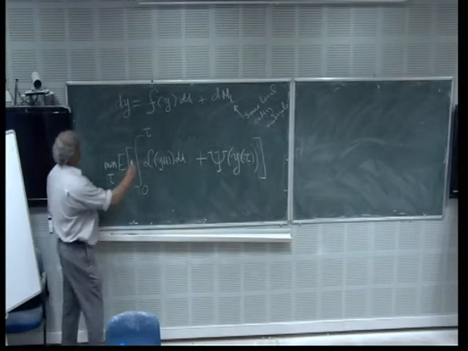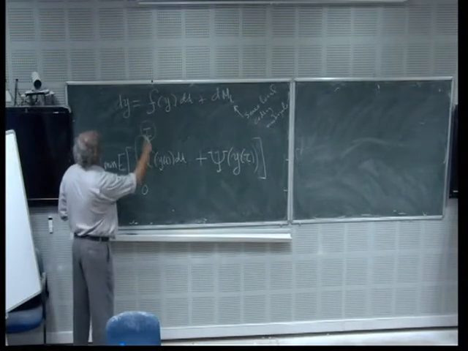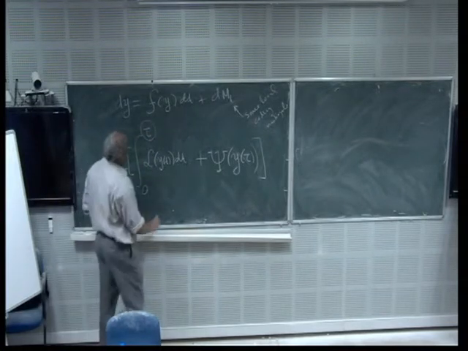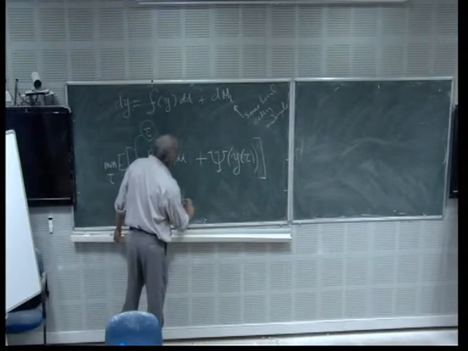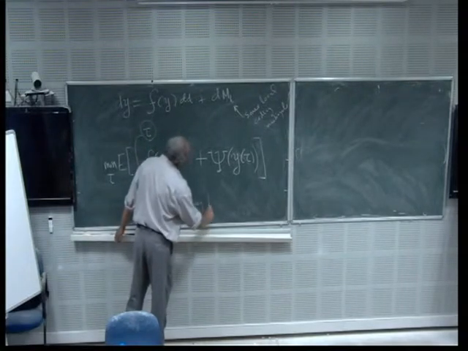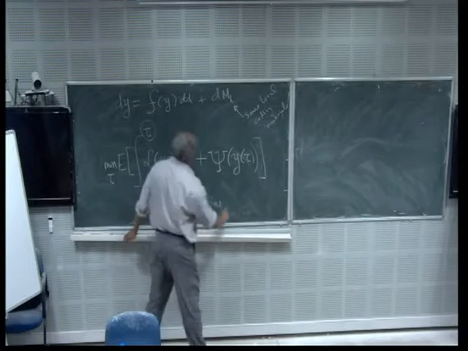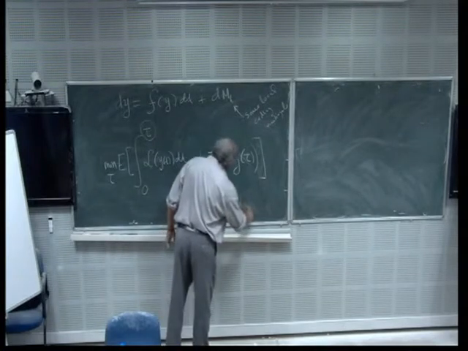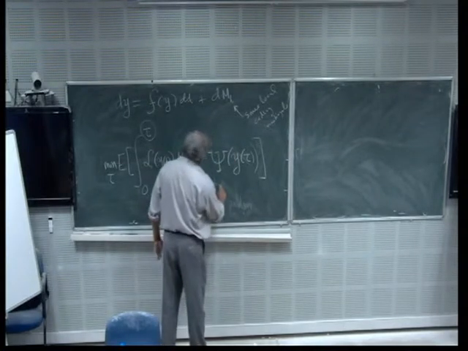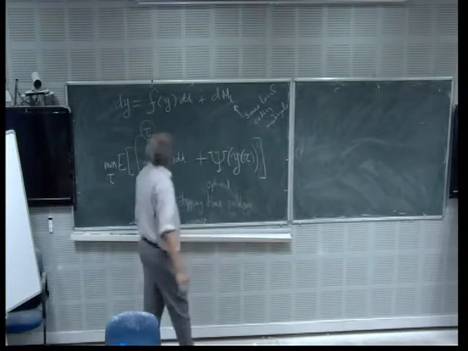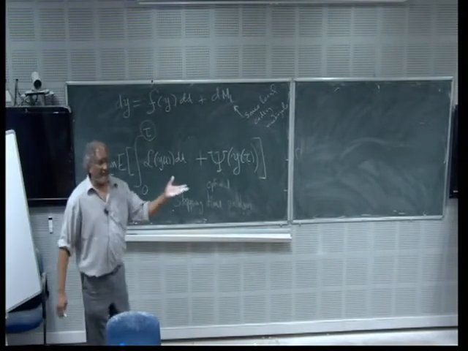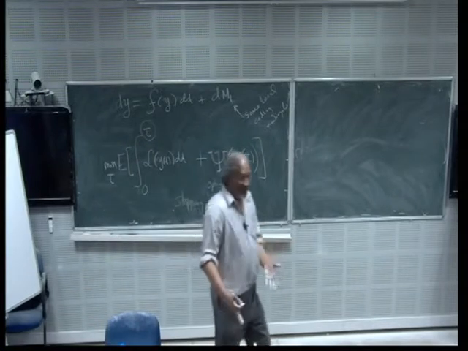So the point is to find this time tau. This is called the stopping time problem, the optimal stopping time problem. So what is the best time to stop? What is the best time to stop this talk?